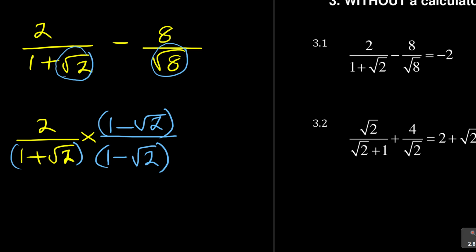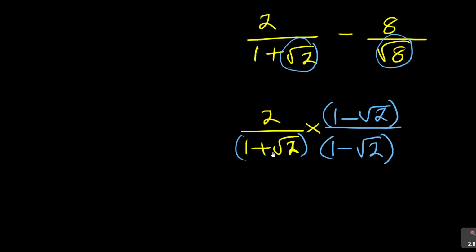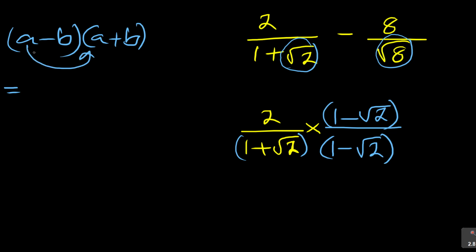So now when you're multiplying something like this, 1 plus square root of 2 times 1 minus square root of 2, it is the same as saying a minus b multiplied by a plus b. When you're multiplying the difference of two squares, you are multiplying a times a, and then a times b, and minus b times a, and then b times b.